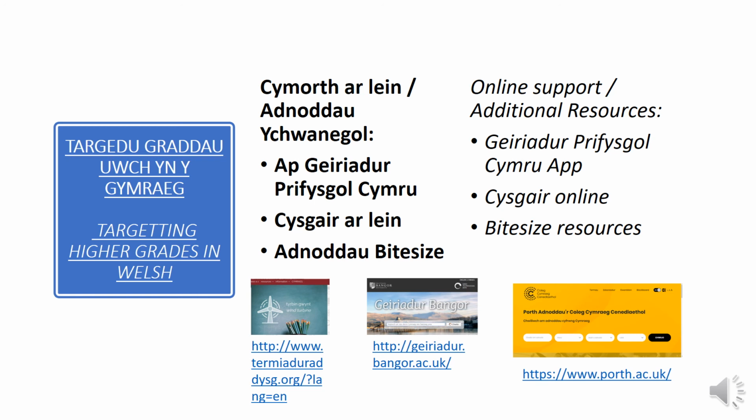Before I close, there are also additional resources which the pupil can use and online support, such as the Geiriadur Prifysgol Cymru app, Cysgair Online, bite-sized resources, and also, as you can see at the bottom here, the termiadur, the geiriadur, and also Porth Adnoddau'r Coleg Cymraeg Cenedlaethol, which the pupil can use to help with homework and any assignments.